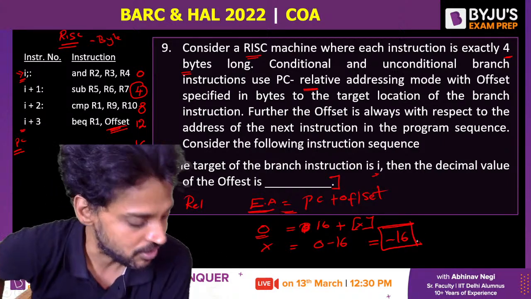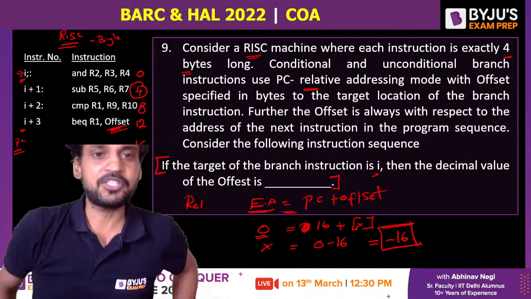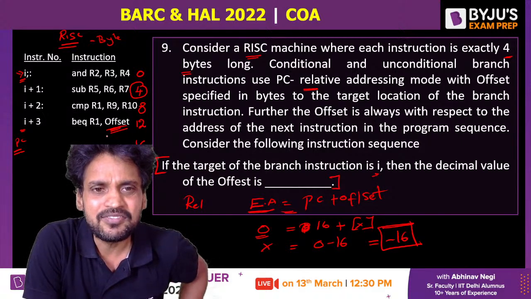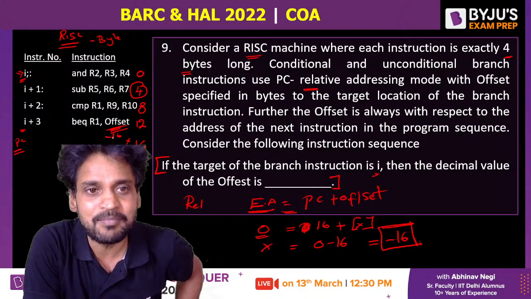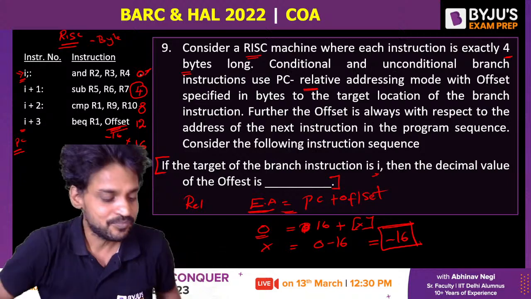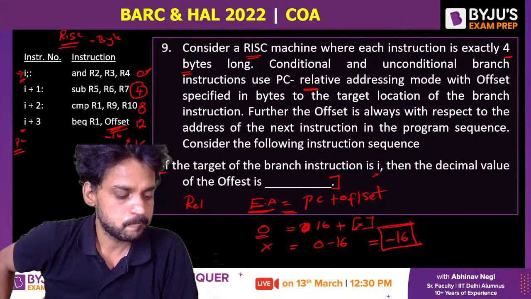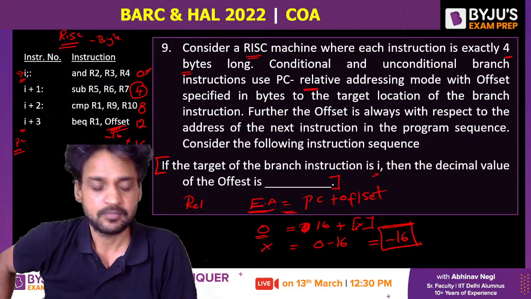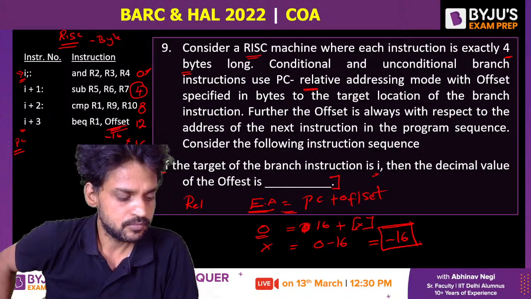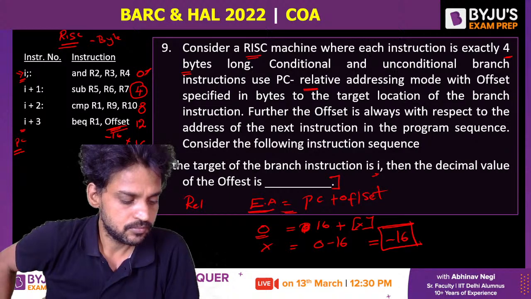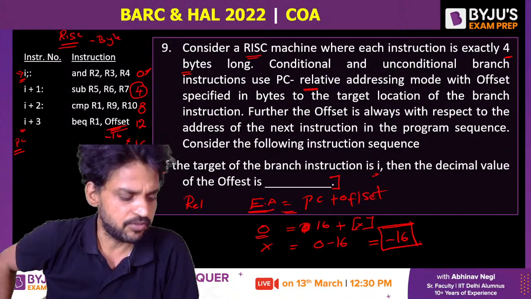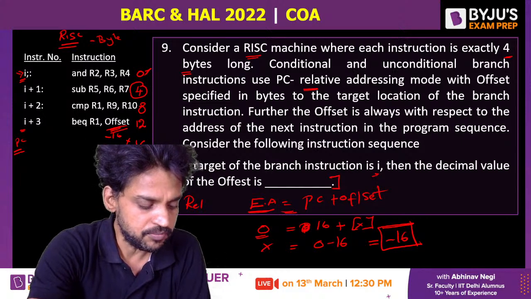Did you understand this or not? Yes, minus 16 is correct. The offset must be minus 16. Minus 16 plus 16 must be branching you to 0, right? Yes or no? Yeah, very good. So can I go to the next question?